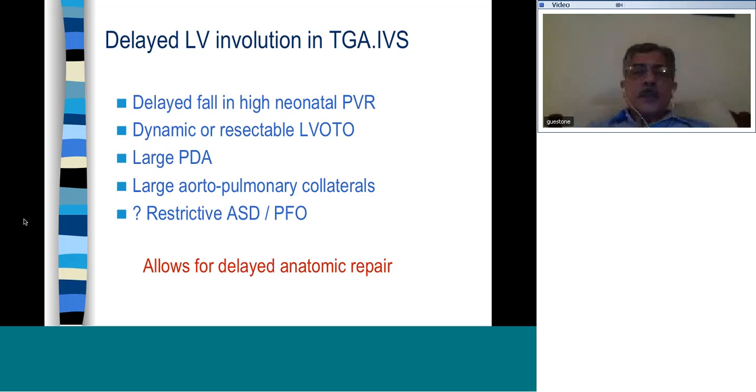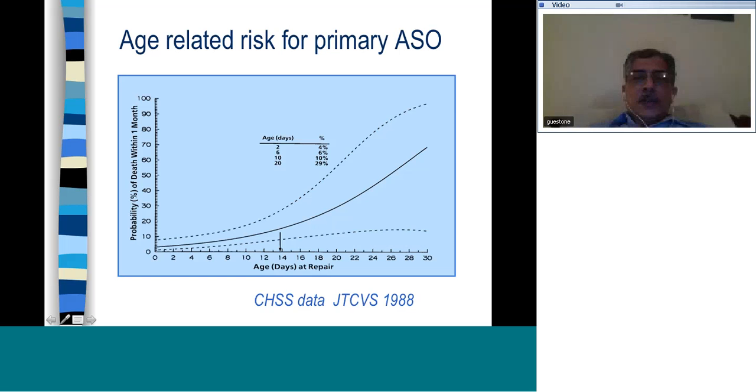But if that situation does not exist, then there's a time-related increase in the risk of mortality following an arterial switch procedure. In the early days, when the Congenital Heart Surgeon Society presented their data in 1988, they stated that beyond the age of 2 weeks, there's an incremental increase in the risk of mortality if an arterial switch was performed. And that mortality became significant if it was performed over 30 days of age. But mind you, this was early experience with the arterial switch. This is 1988. But then the situation over the course of time has changed.